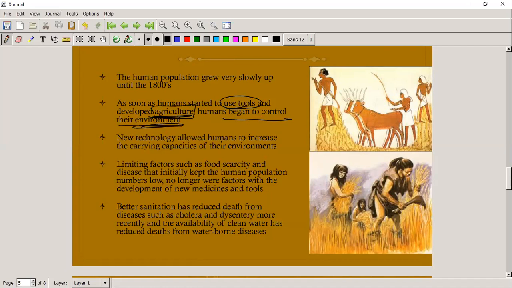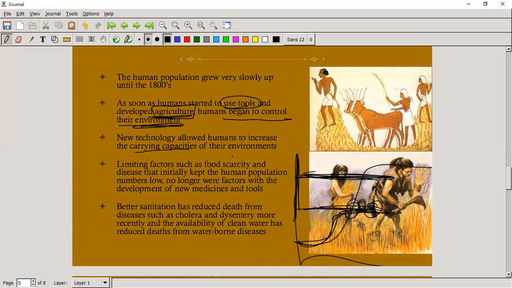And then new technology allowed humans to increase their carrying capacity. So if we take a look at the normal population graph, if our carrying capacity was over there, and we used to have our population stabilize over here, we now increase the area's population carrying capacity because of agriculture, and so now we tend to do this. We tend to have larger populations because of it.